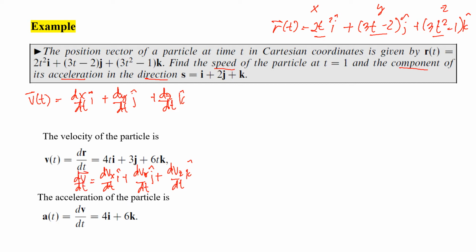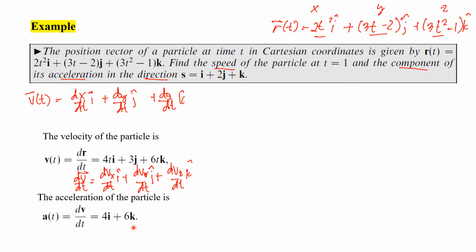Okay, so the derivative of your x component is just 4, so you have 4i. This is just a constant, so the derivative is 0, so you don't have a component on the y-axis. And for your 6t k, the derivative with respect to t is just 6. So the acceleration of the particle, dv over dt, is equal to 4i hat plus 6k hat.